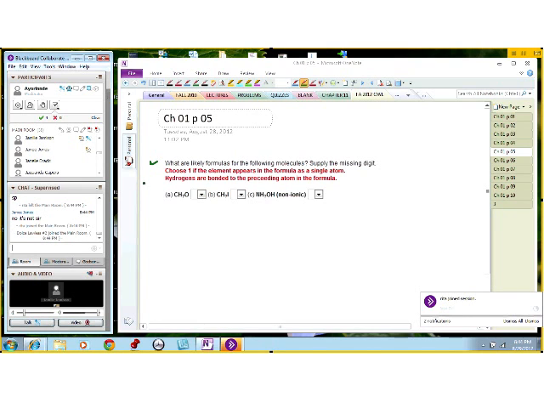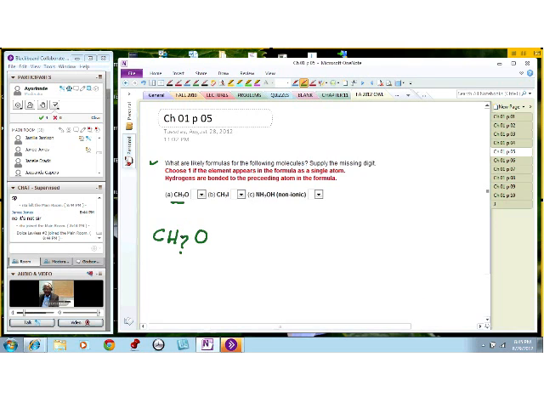Okay, go ahead. What are likely formulas for the following molecules? Supply the missing digit. Thank you. That's good. So now, what they want us to do here, they have given us this molecule A, CH with a question mark and oxygen. In other words, they want you to provide the number of hydrogens, the molecular formula for this molecule. What would this be?